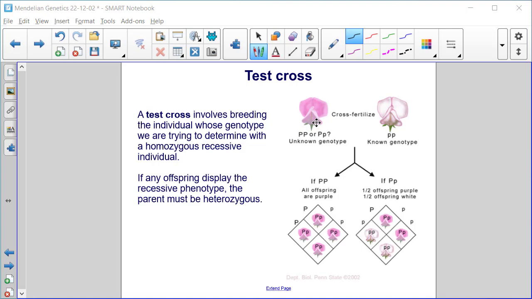If this unknown purple flower is homozygous dominant, then all of the offspring will be purple because all of the offspring will have a dominant allele. If the purple flower is heterozygous dominant, then half of the offspring will be purple because only half will have this dominant allele, and the other half will be white because they will be homozygous recessive.